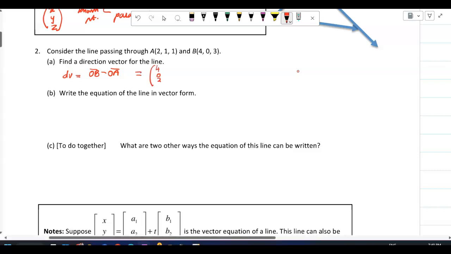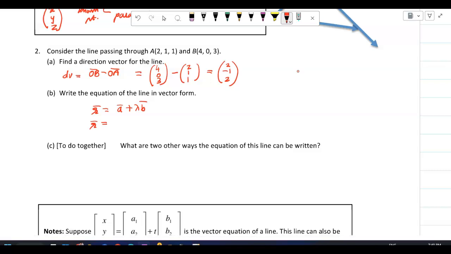So B is (4, 0, 3). Your coordinates become the position vector minus (2, 1, 1), which is equal to (2, -1, 2). Perfect. So the vector equation of a line: r is equal to what? A plus lambda b. So r you leave as r. Any known point. Either you take A or you can take B, but as a position vector. So (2, 1, 1) plus lambda times your direction vector, which is (2, -1, 2).